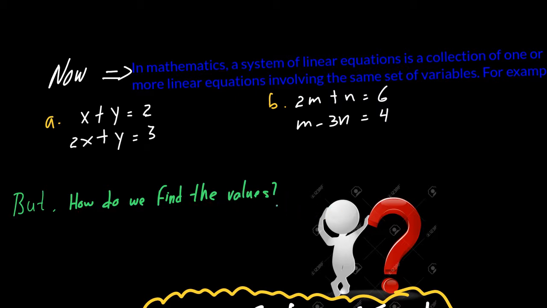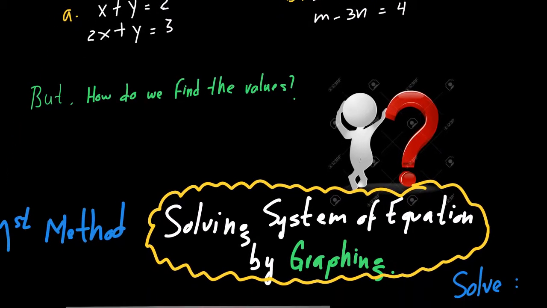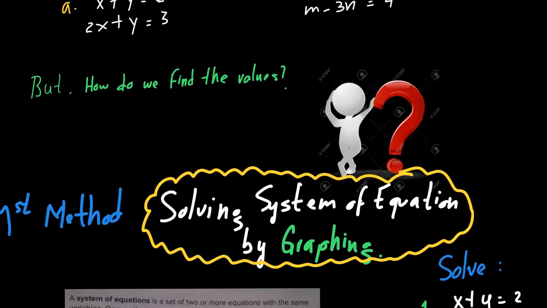We have to solve, or what do we have to do? We have different methods. I'm going to start explaining the first method, and this method is called solving a system of linear equations by graphing, or graphically. This is going to be our first method. And how do we do that?